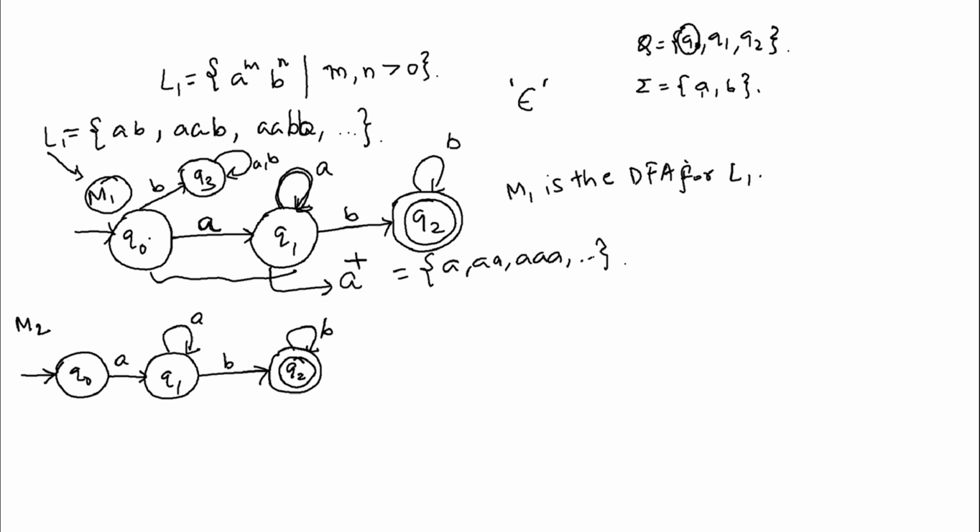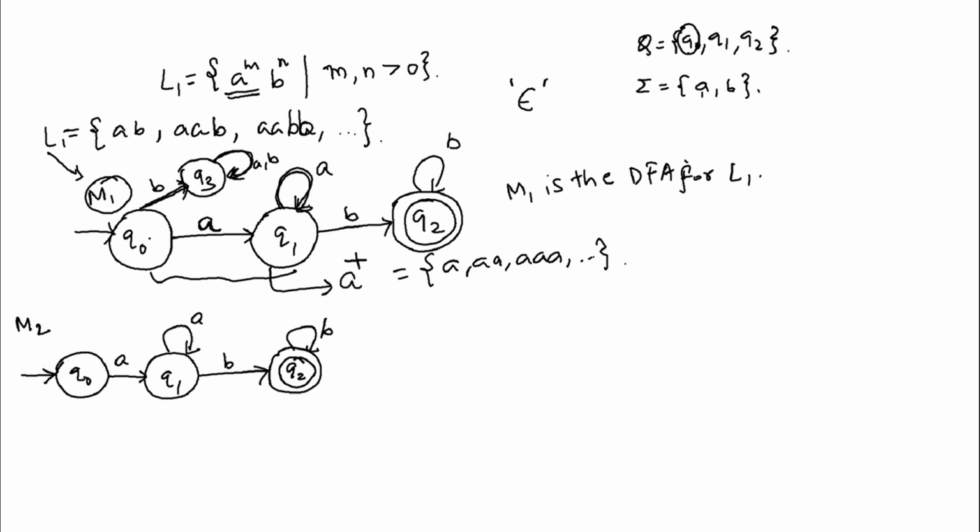Because the language does not start with B. If the string starts with B, definitely this string is not part of the language. So Q3 will be a non-final state and on A or B at Q3 you will stay. Once your string enters Q3, it will stay in Q3, and that is why it is called a dead state.